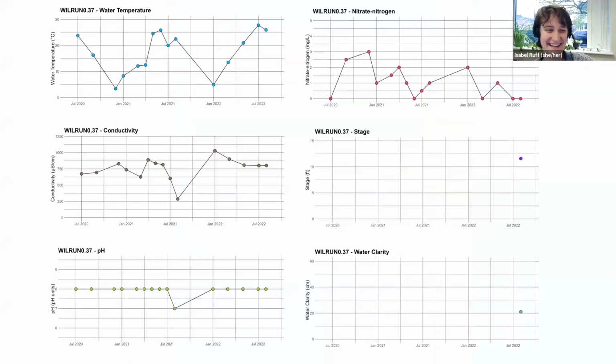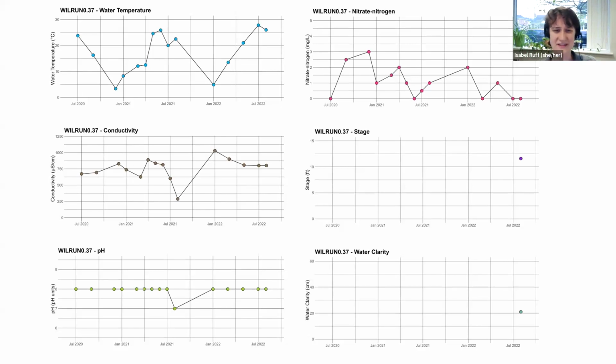Let's go into the data. So there are so many stories to pull out. I'm going to focus really on conductivity this time. And you can see that these conductivity values are really high. And that's for a variety of influences. It could be the urban land contributing to that as well as the geology. It was primarily a limestone stream.